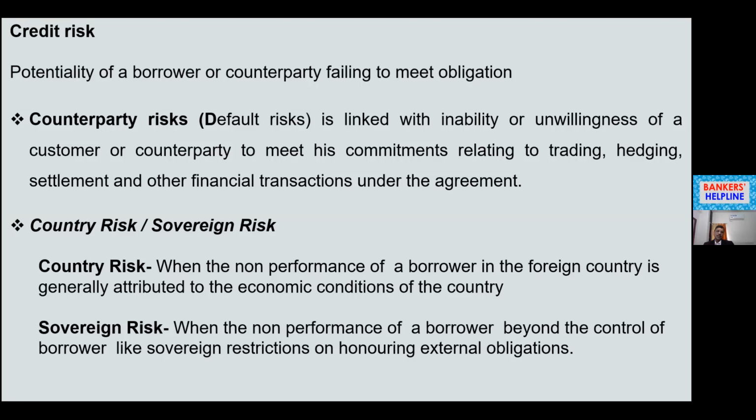Then country risk and sovereign risk are used as similar words, but there is a little difference between these two. Country risk is when the non-performance of a borrower in a foreign country is generally attributed to the economic conditions of the country, whereas sovereign risk is non-performance of a borrower beyond the control of the borrower, like sovereign restrictions on honoring external obligations. The first one is based on the economic conditions, whereas the second one is the sovereign restrictions on honoring external obligations.